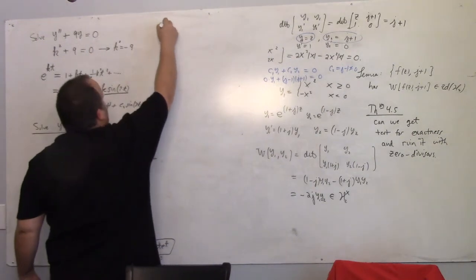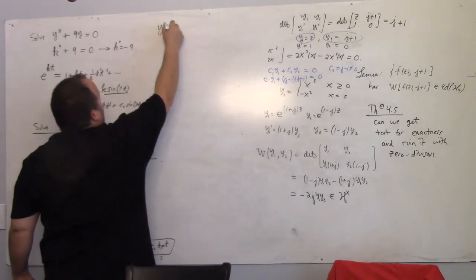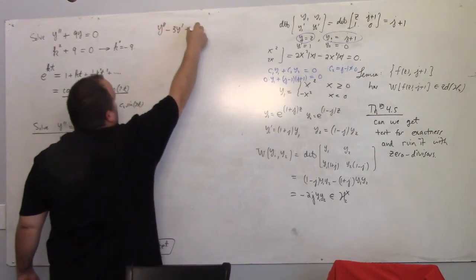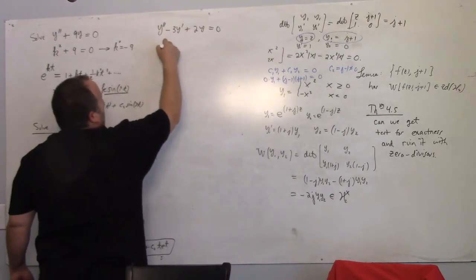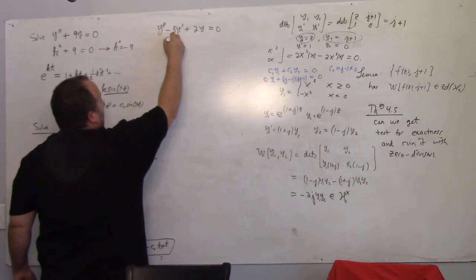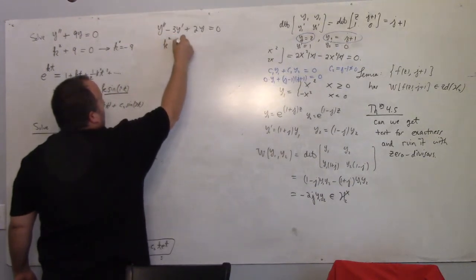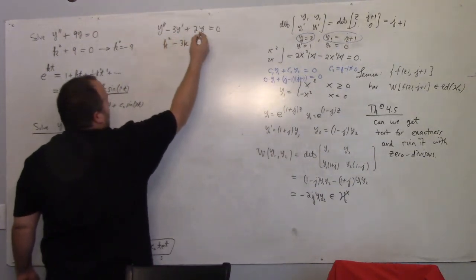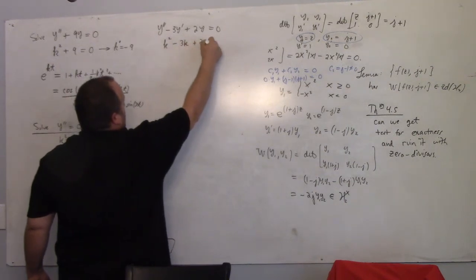Let's try one: y double prime minus 3y prime plus 2y equals 0. It's like c1 e to the r1 t plus c2 e to the r2 t, right? I'm sticking with my k notation, but yes, I agree with you.